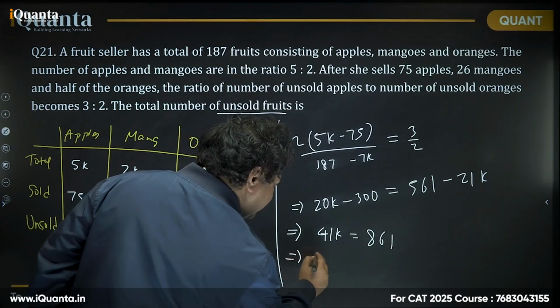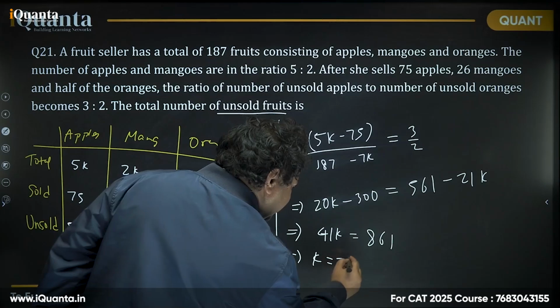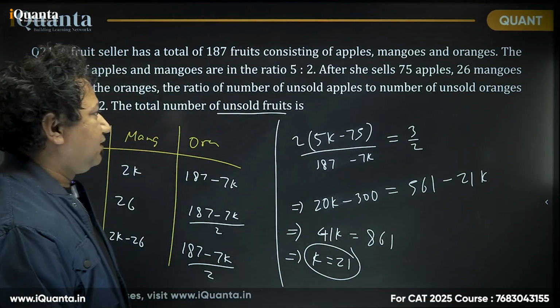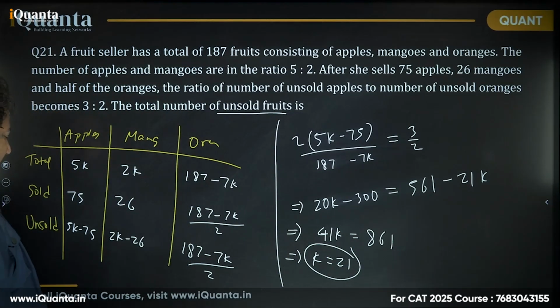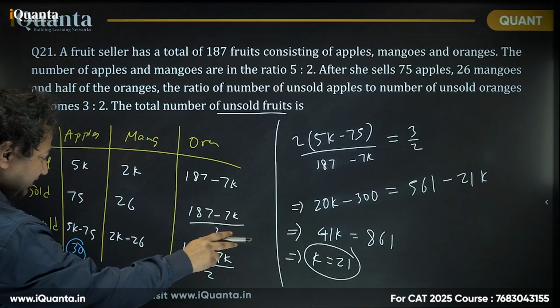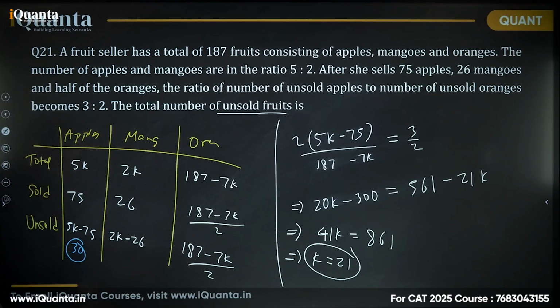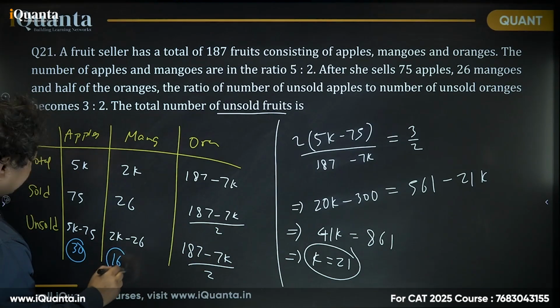Oh wow, k, 4 2s are 8. K is 21. You want to find the number of unsold fruits. Let's put the value of k over here, unsold, and get the answer. K is 21. 21 into 5 is 105, minus 75 is 30. Nice. 2k: 2 into 21 is 42, minus 26 is 16. Great.